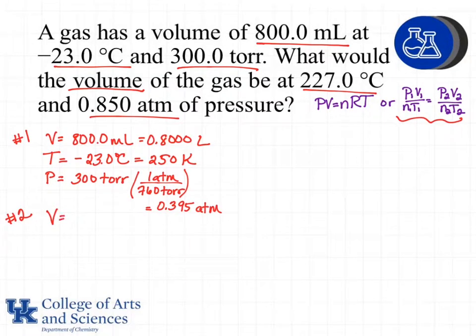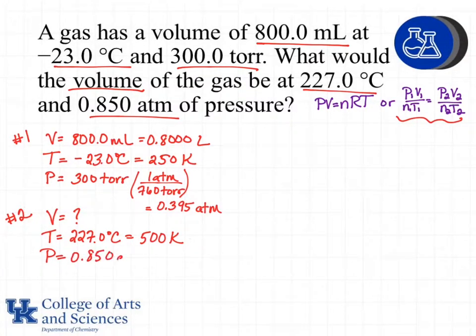For conditions 2, my volume is my unknown. That's what I'm going to solve for. My temperature is 227 degrees Celsius, which I need to convert to Kelvin and get 500 Kelvin. And my pressure is equal to 0.850 atmospheres.